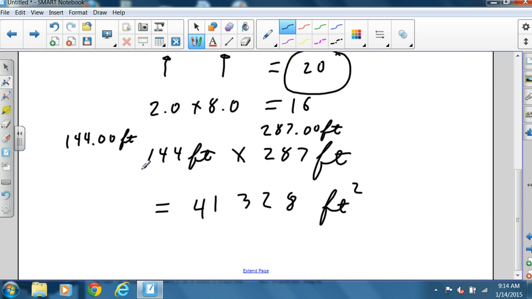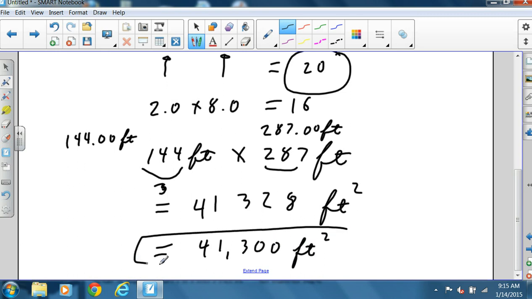But I don't. I only have 3 significant digits there, and I only have 3 over here. So my final answer can only have 3 in it: 41300 feet squared. That's as good as I know my answer to. It doesn't matter that my calculator gave me 5 or 10 digits. I can't measure it any closer than that, because in the original measurement, I didn't measure it to be that close. Okay?